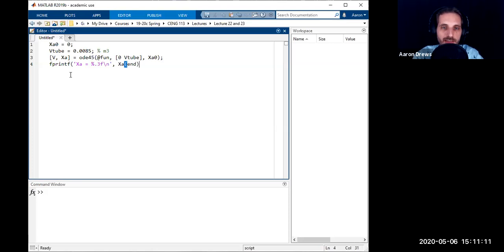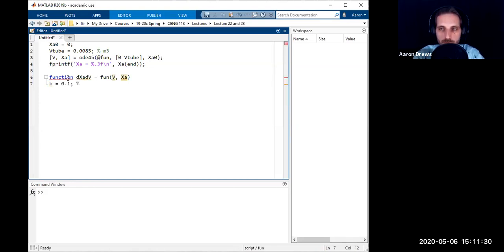We'll just print XA event, right? Because the only thing that we're being asked for here is the last element of XA. And then our local function will be to solve dXA/dV, and that'll be a function of generally V and XA.